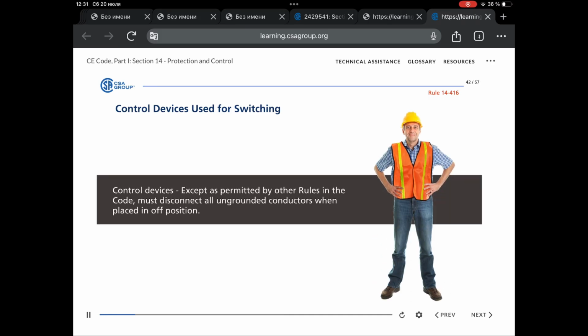A control device with an off position that does not disconnect all ungrounded conductors can be an electrical shock hazard to personnel maintaining or servicing equipment. All control devices that function only as a switch and have a marked off position must disconnect all ungrounded conductors to the load they control, except where permitted by other rules in the code.